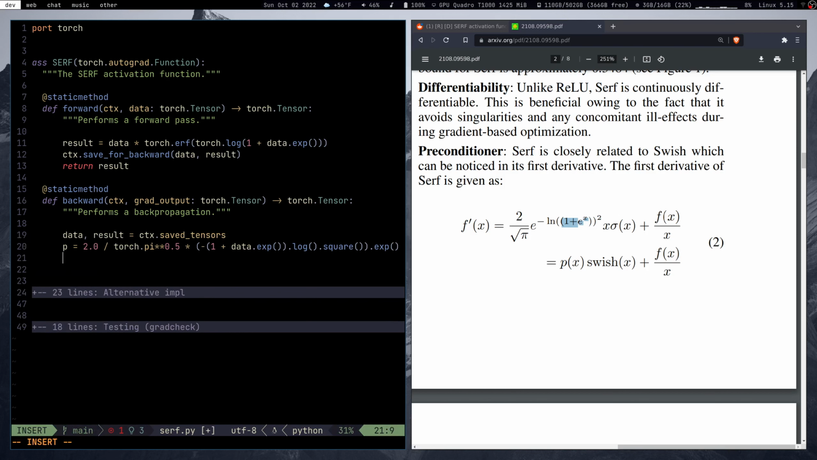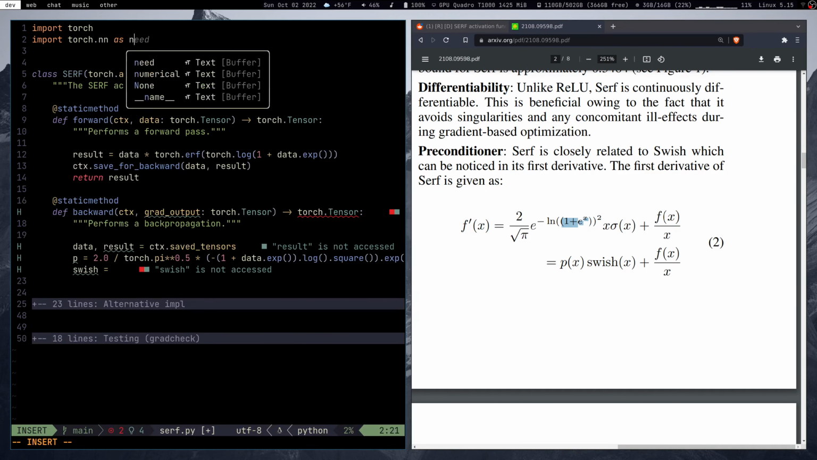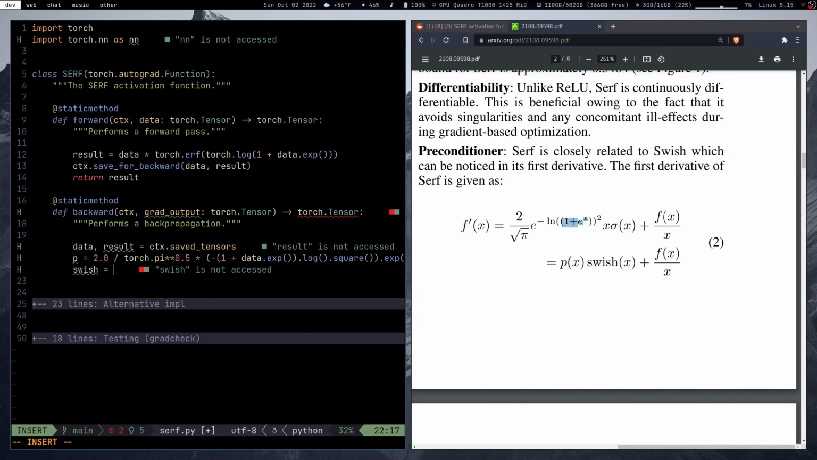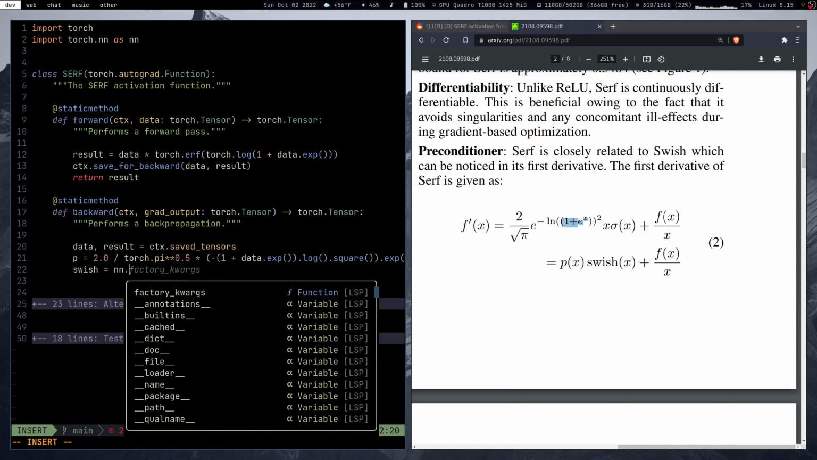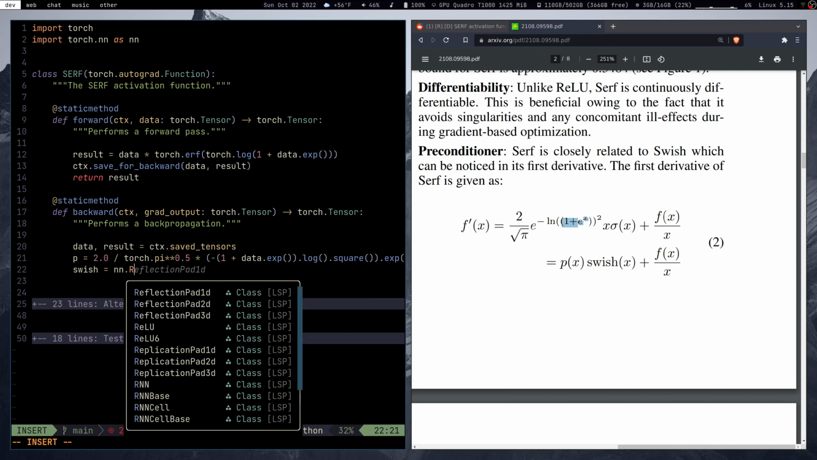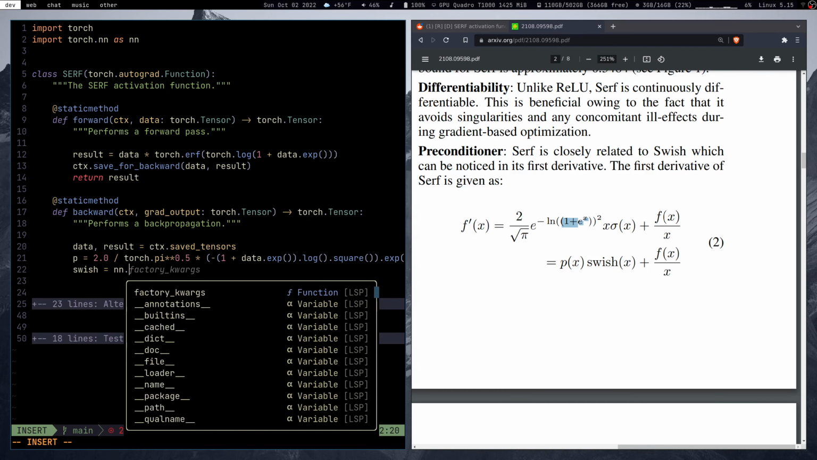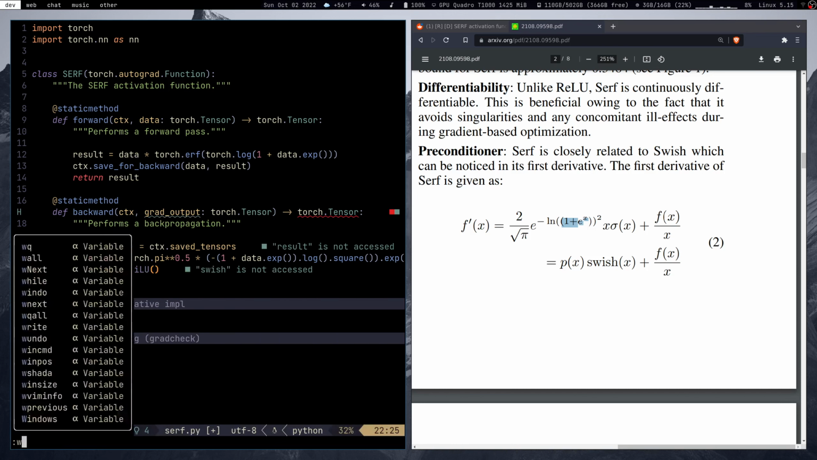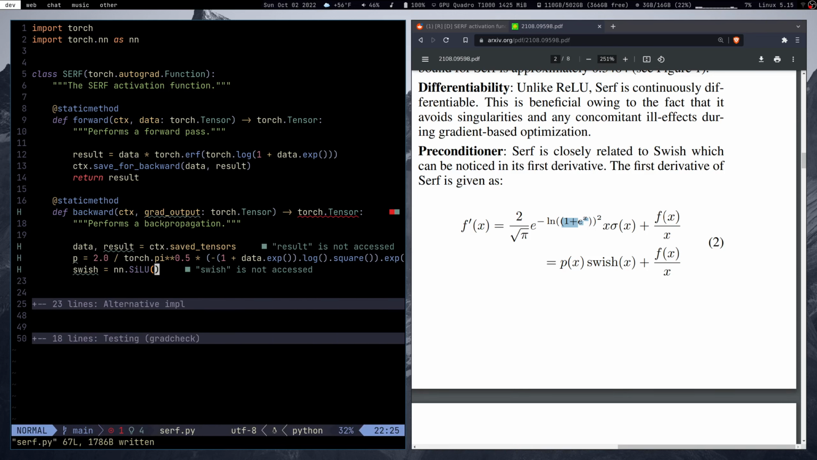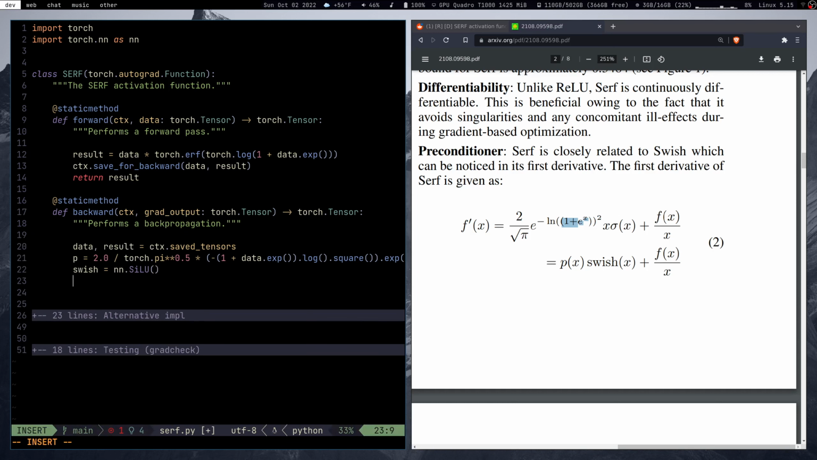That's the p. Now, we need swish, and actually PyTorch has swish built in, and we can reuse that. I mean, we could have implemented swish on our own. It's just data times torch.sigmoid of data. But we can just reuse whatever PyTorch provides. It's called not ReLU, but the SiLU. Okay, PyTorch calls swish SiLU, so we can use that.